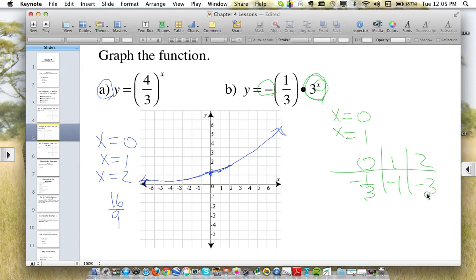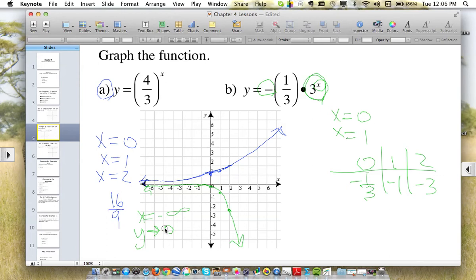So go ahead and plot these points. So 0, negative 1/3, 1, negative 1, and let's say 2, negative 3. So we can see how steep that curve is. So again, we're going left to right, and even though this is negative, as x approaches negative infinity, y is going to be approaching 0. It's never actually going to reach 0.